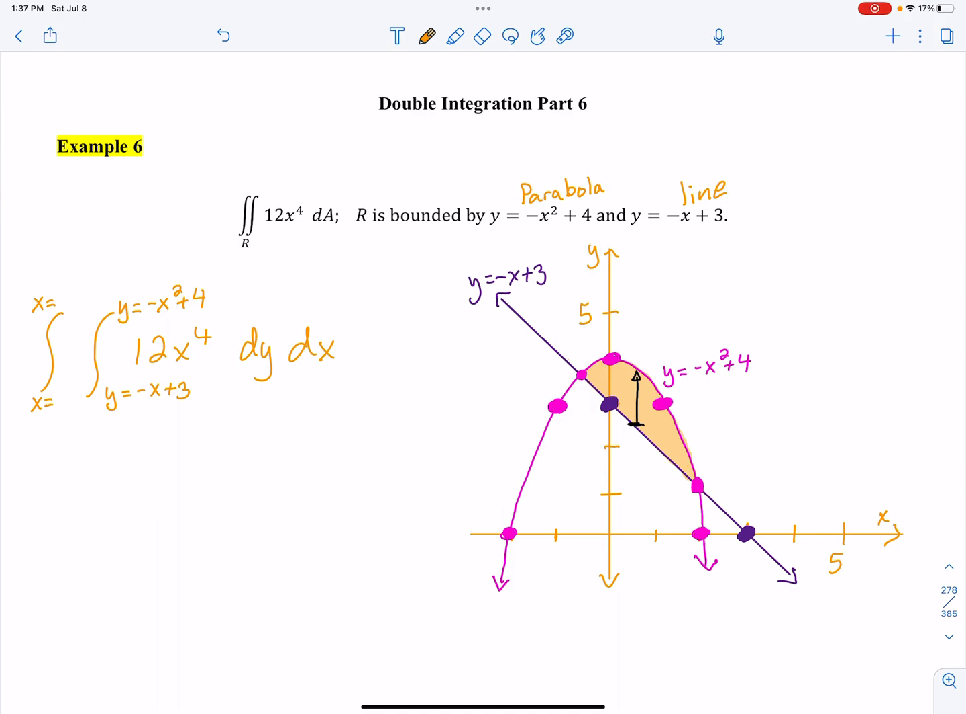If I want to find where two equations intersect, I just set them equal. So let's do that right here. Negative x squared plus 4 equals negative x plus 3. I'm going to get everything on the same side and make my x squared positive. So I have x squared minus x minus 1. This does not factor, so I'm going to have to use the quadratic formula. It's negative b, so it's 1 plus or minus the square root. If I plug all that in, b squared minus 4ac, I'm going to get a 5, and then over 2a, which is 2.